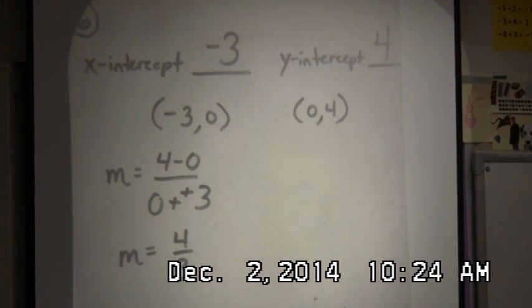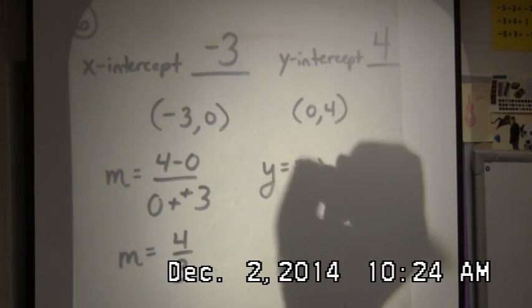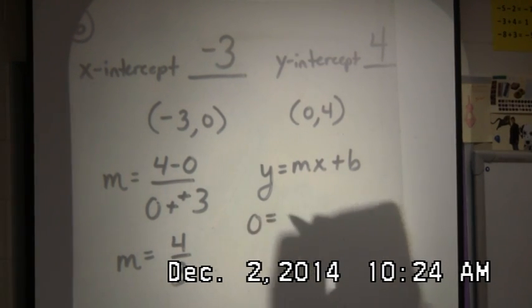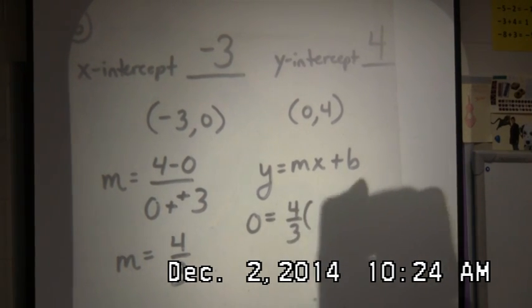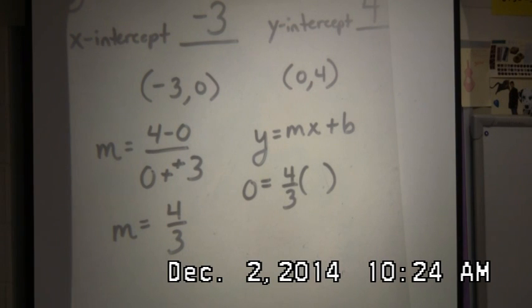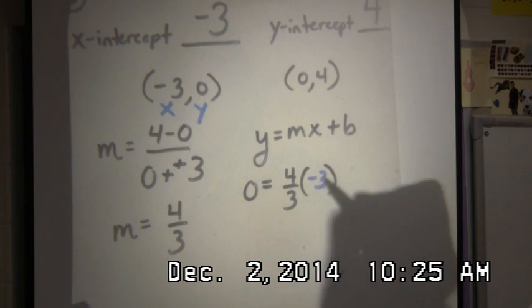Y equals mx plus b. Okay. Then what? Let's see. 0 equals 4 over 3 times negative 3 plus b. You've got to multiply that by something. What are we multiplying that by? Excellent. Now, Kevin chose to use this point, negative 3, 0. So he's using the negative 3 for x and the 0 for y. He put the 0 in here and he's putting the negative 3 over here, which is great. Plus b.